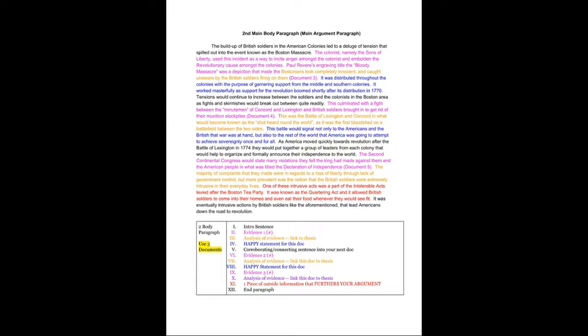One of these intrusive acts was part of the Intolerable Acts levied after the Boston Tea Party. It was known as the Quartering Act, and it allowed British soldiers to come into their homes and even eat their food whenever they would see fit. So there's my piece of evidence there. Again, bringing in the Quartering Act, which eventually even will become a part of the Bill of Rights.